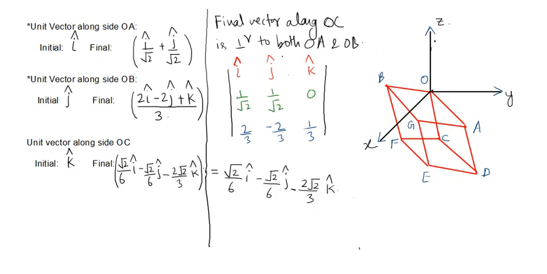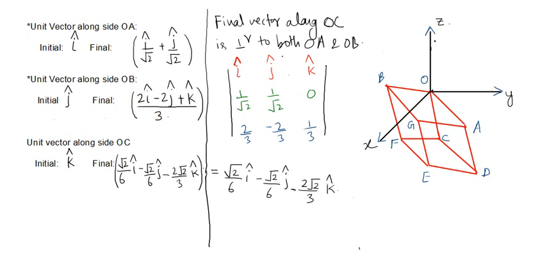So what I have done here is I have found a unit vector along the direction of OA after rotation. Initially it was pointing towards i cap, and finally it points towards i cap by root 2 plus j cap by root 2. Similarly, the unit vector alongside OB: initially it was pointing towards j cap, and finally it started pointing towards 2i cap minus 2j cap plus k cap by 3. I have divided the original vector by its modulus, which is 3, to get a unit vector alongside OB.